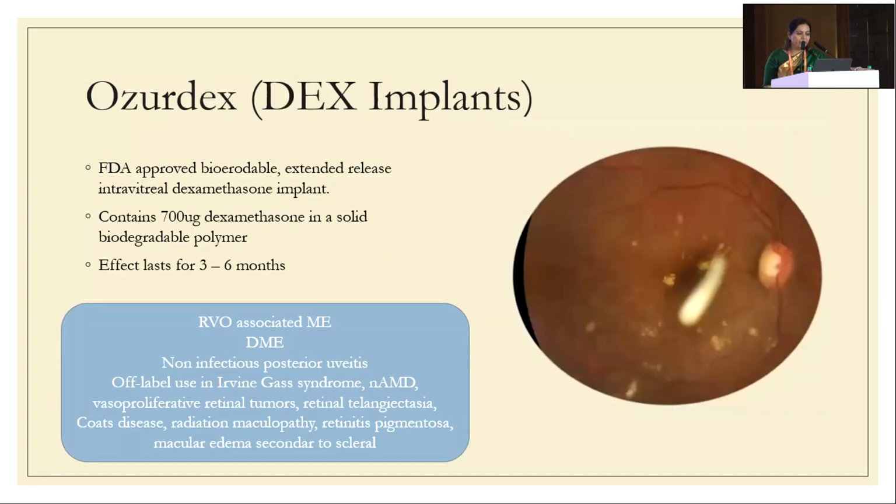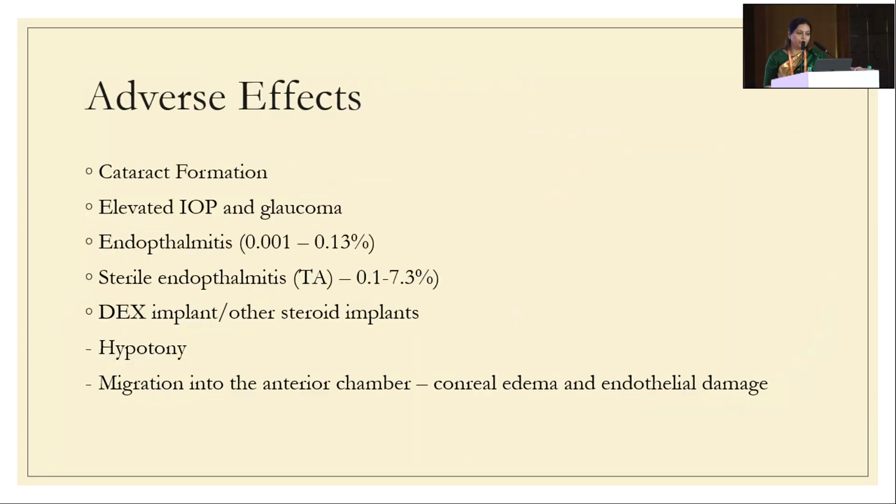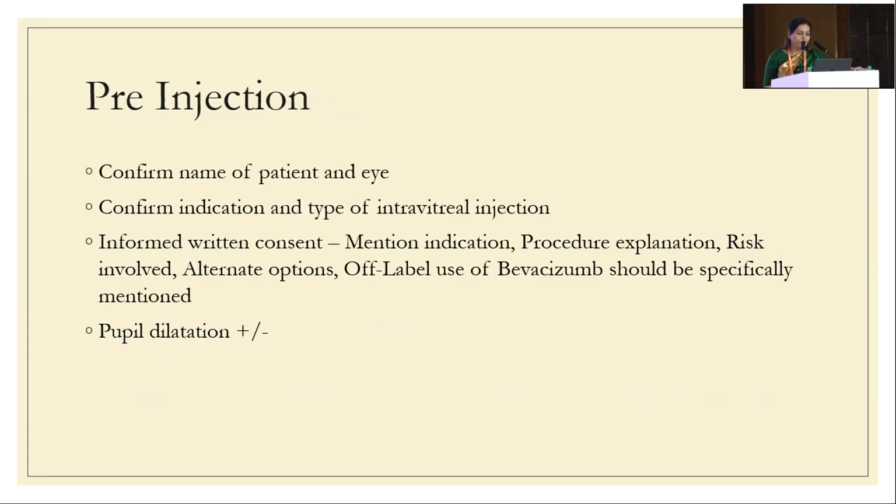So the Ozurdex, it is FDA approved, an extended release intravitreal dexamethasone implant, and it lasts for 3 to 6 months. The adverse effects are cataract formation and IOP rise, and very rarely it can cause endophthalmitis. So pre-injection, always confirm the name of the patient and the eye of the patient, and confirm again the indication and the type of the intravitreal injection.